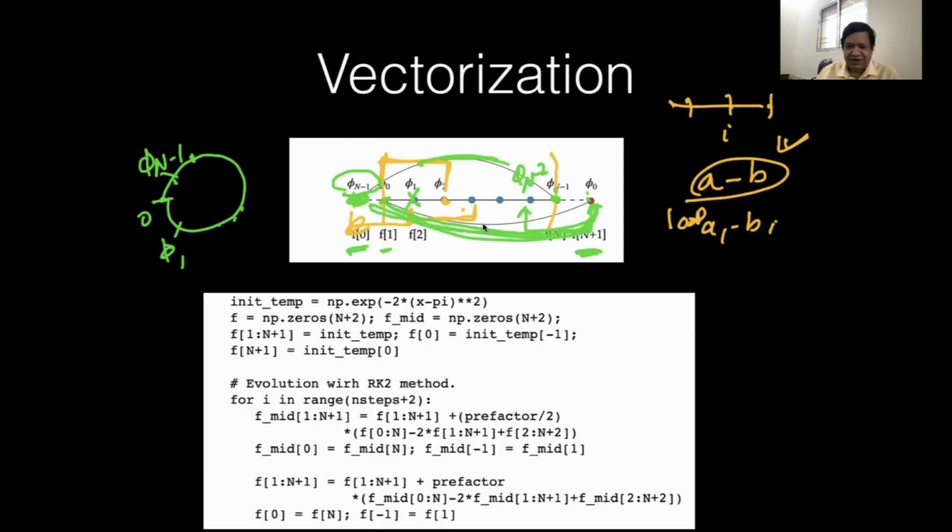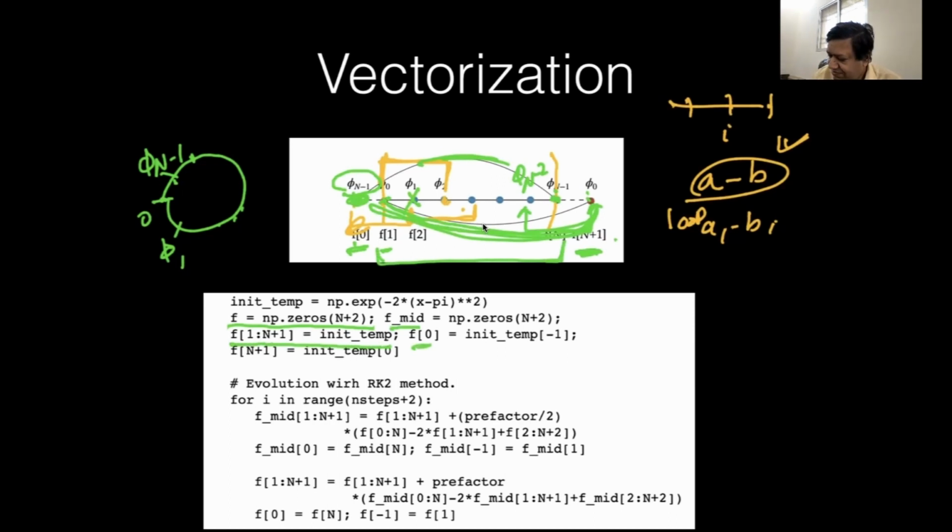So let's look at the implementation. This is just straightforward if you keep it in mind. I set zeros of size n plus 2, so 0 to n plus 1, then n plus 2. I'm using RK2, so that's why I have F mid, for the intermediate step. This is what you should keep in mind. The initial temperature or initial function is 1 to n plus 1, where n plus 1 means I go up to n.